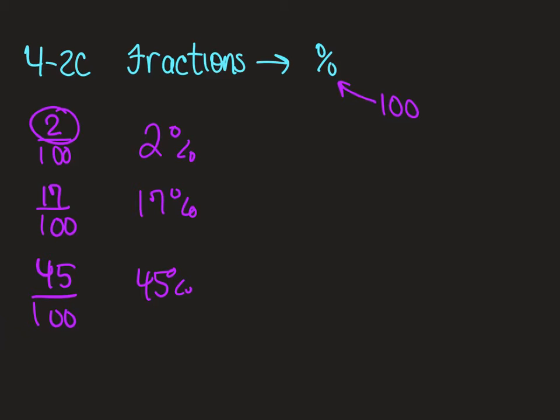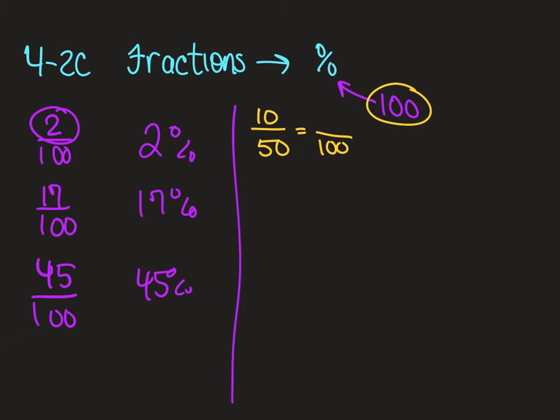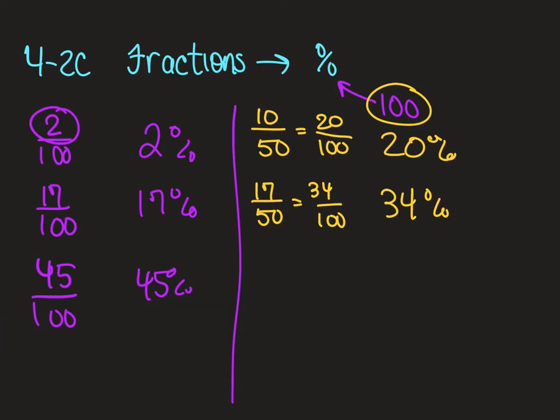What about some other easy ones? Before we get to the not so easy, I mean, they're still pretty easy, but what if we did the 50s? Something out of 50. Let's say we had 10 out of 50. What percent is that? Well, if I can make 100, then I can make it pretty easy. Times 2 times 2, that's 20 out of 100, 20%. What if I had 17 out of 50? Make it out of 100. Times 2 times 2, 34%. If I can make it out of 100, all I have to do is look at the top guy.